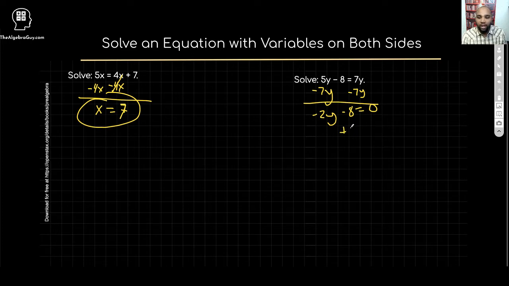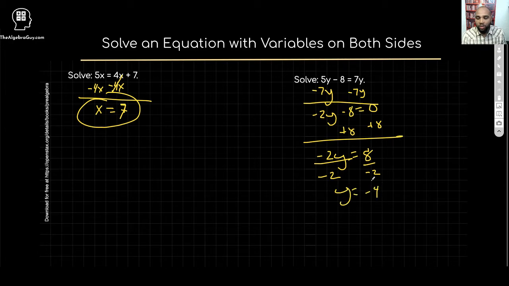You're going to have to add 8 on both sides, and then divide by negative 2, which gives you a negative 4. So you could definitely do it that way. And just to show you, I'm not going to show this every time, but it doesn't matter which order or which side you put the y, it's going to work.